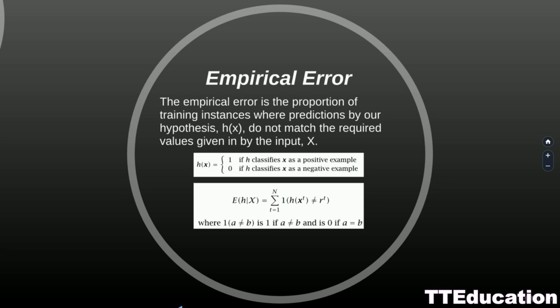So if our hypothesis h of x for a specific point t is equal to r, then we get 0 for our empirical error, or for the error for that specific point, and we get a 1 if these values do not match. And then the empirical error is going to be the total summation of that. And this is actually what we are trying to minimize.